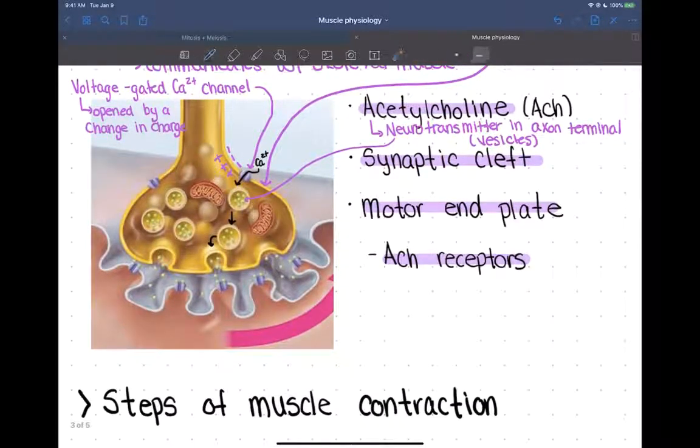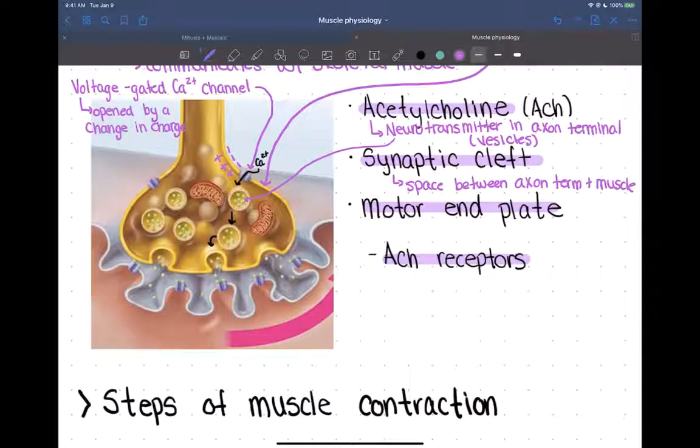Exocytosis just means that the vesicle moves closer and closer to the membrane until it fuses with it like this, and then that releases the contents, in this case the acetylcholine, out of the axon terminal. That's exocytosis. It's going to release it into this space here. There's a space between the axon terminal and the muscle cell itself. That is called the synaptic cleft. The synaptic cleft is the space between the axon terminal and the muscle.